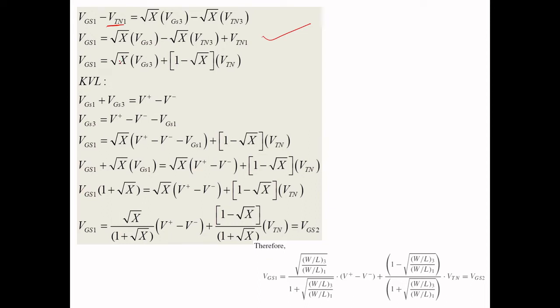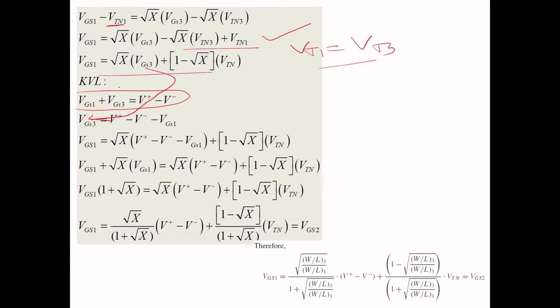Because both are identical, Vtn1 and Vtn3 will be the same. So in these two terms I am taking Vtn common, so that you get 1 minus root x Vtn plus root x Vgs3. Already I explained how you get this equation, that is Vgs1 plus Vgs3 equal to V plus minus V minus. From here I can rewrite Vgs3 equal to V plus minus V minus minus Vgs1.